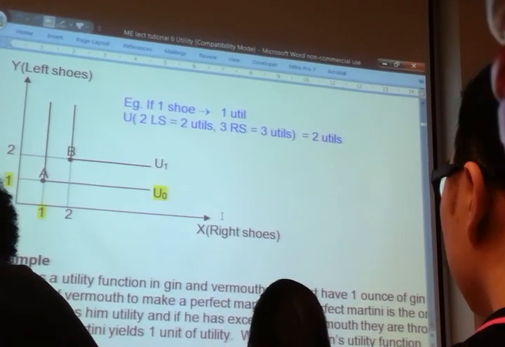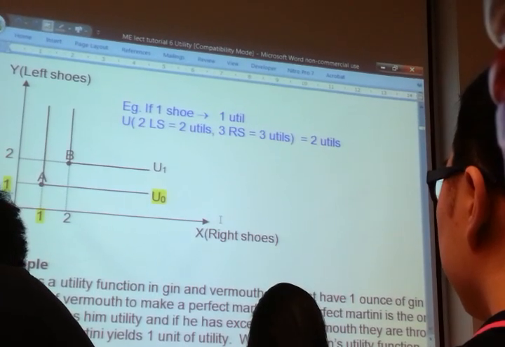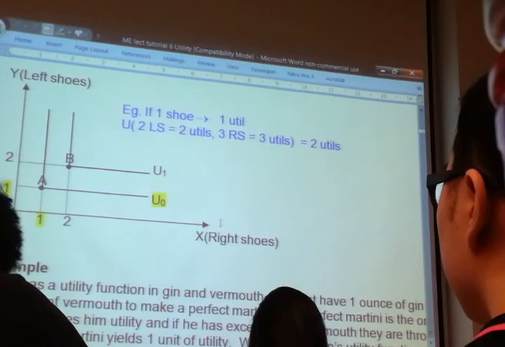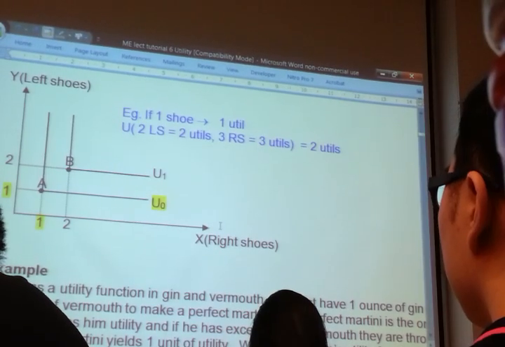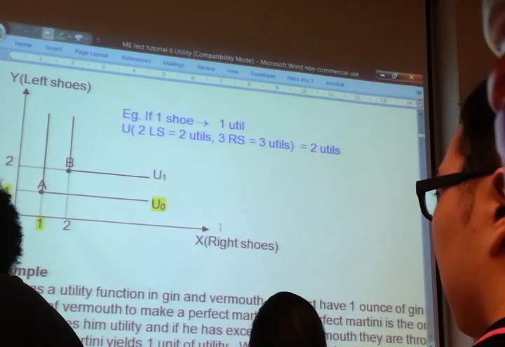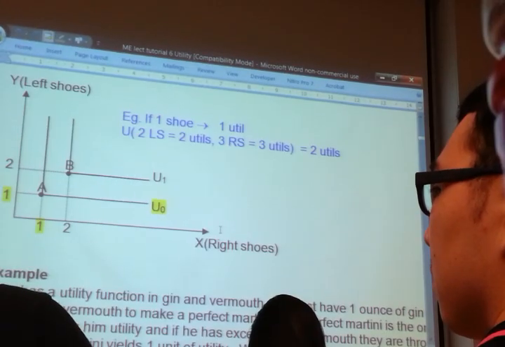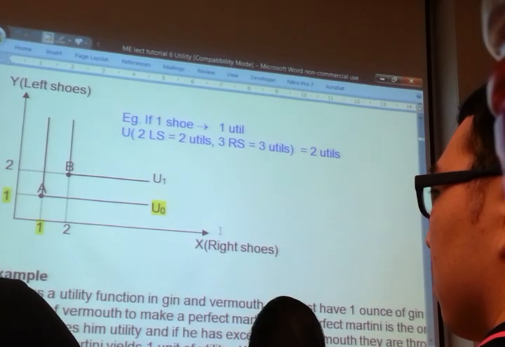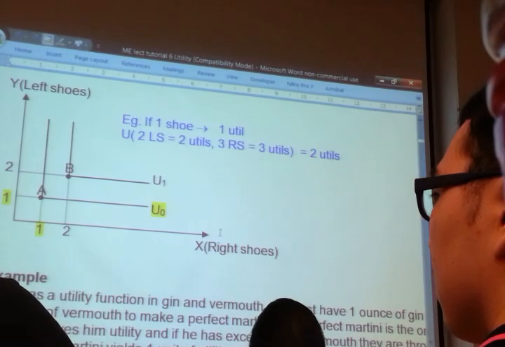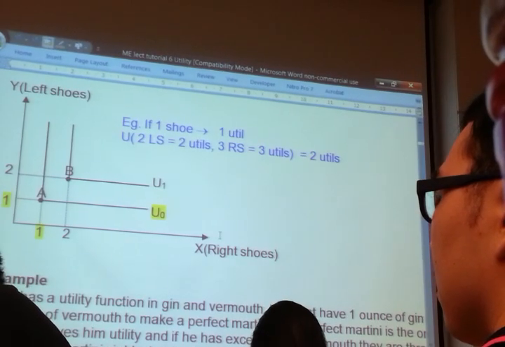No matter how many x you increase, the utility will still stay the same. That's why it's a horizontal line. Understand? Now on the other hand, why is this line vertical? Because if you have 1 x, x equals 1, so on this line, x equals 1.